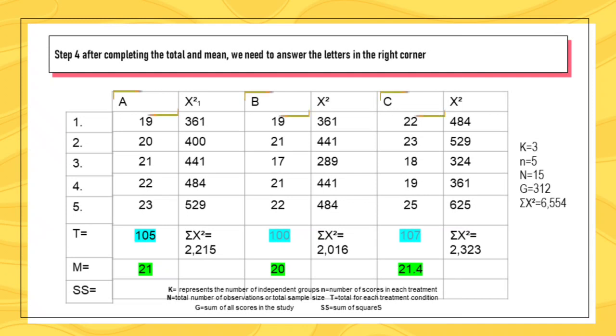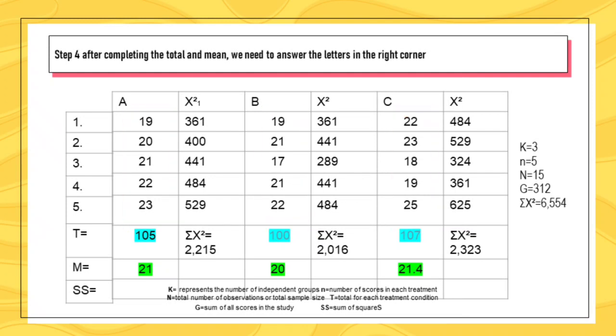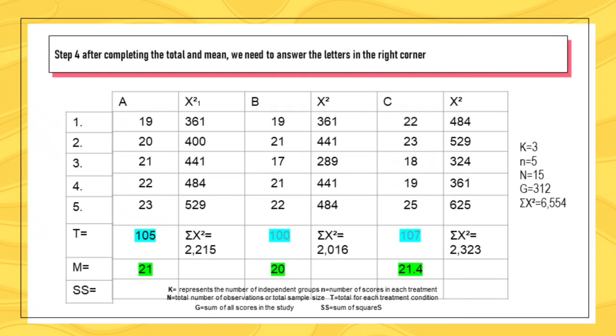K is 3 because we have 3 groups or columns. Small n is 5 because we have 5 numbers in each column. Capital N is 15 because it is the total of how many numbers there are in 3 columns. And G is 312 because it is the sum of all the totals.